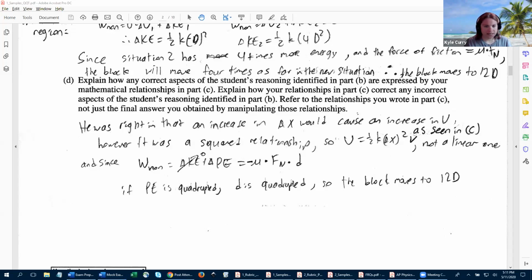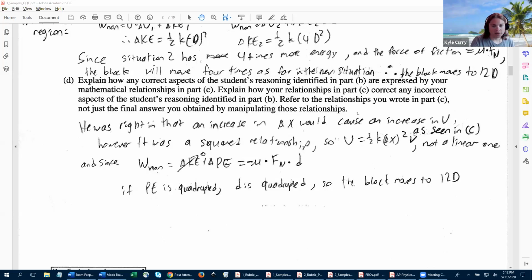He was right in that an increase in delta X would cause an increase in U. However, it was a squared relationship, so U equals 1/2 K delta X squared, as seen in C. So this statement right here actually earned point 1 and point 3 simultaneously. So that was really nice. Referred to the equation and sort of explained how that equation actually worked.